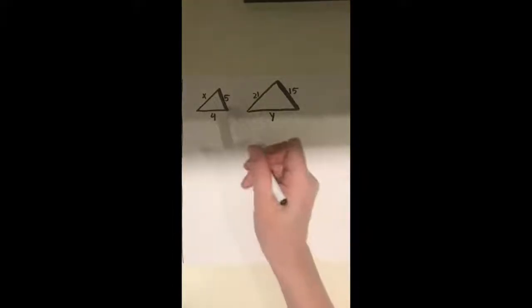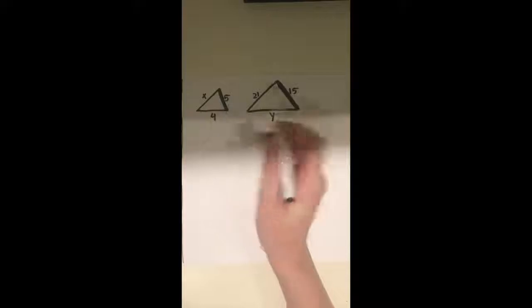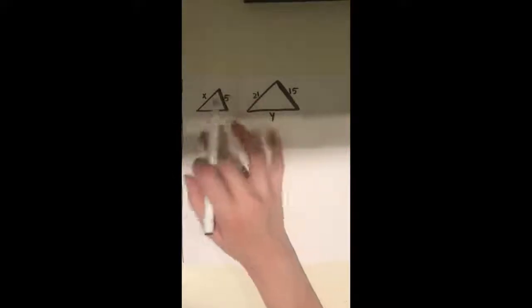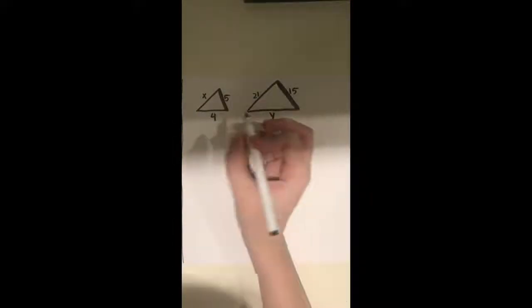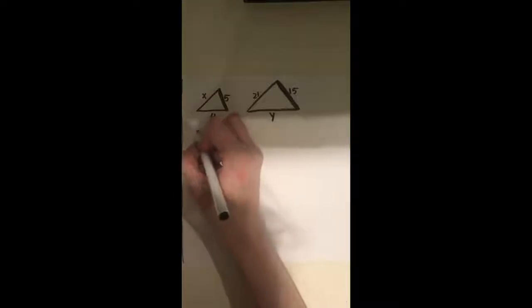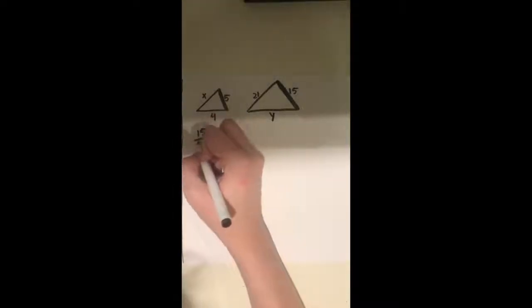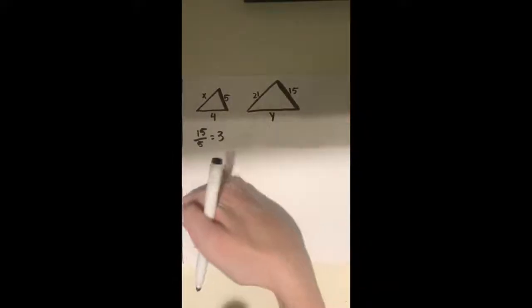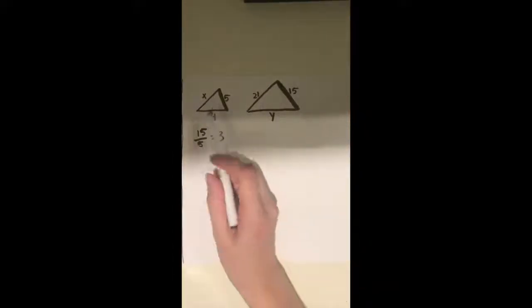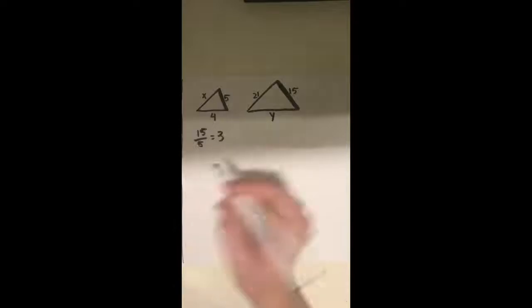This is because these two sides are corresponding, and since we know that the triangles are similar, they're going to have the same enlargement and minimizing value as the other values. So to start, we'd probably want to do 15 over 5, which is equal to 3. And this would be the enlargement factor when you're going from the small triangle to the big triangle.